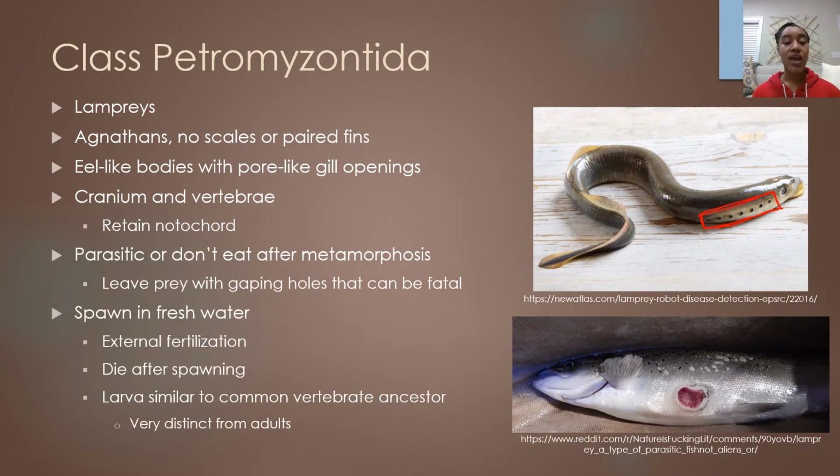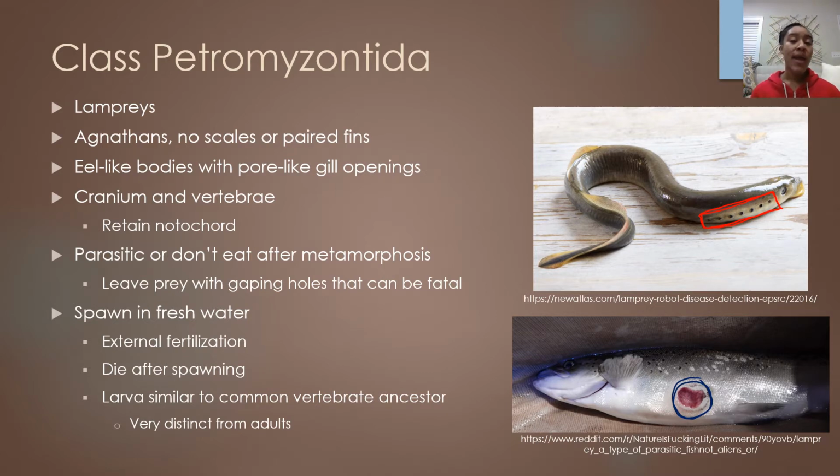Lampreys as adults can either be parasitic or they just don't feed at all. Those that are parasitic tend to leave large gaping holes in their prey, which can be fatal if they get infected. So here's a picture down here of what one of those gaping wounds from a lamprey looks like.